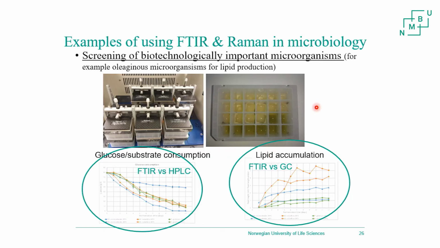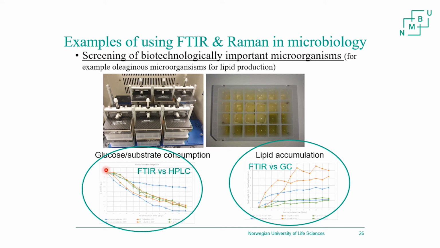The next example is how to use spectroscopy for monitoring actual cultivations of oleaginous organisms. So here you see two examples of using FTIR for monitoring glucose and substrate consumption.